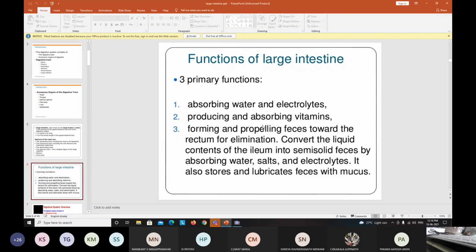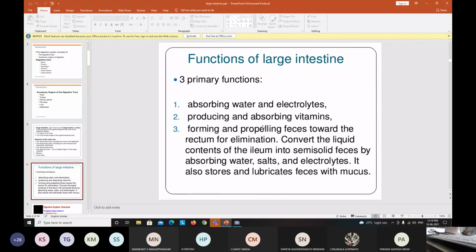Then one more important function is propelling the feces after the digestion and absorption. Whatever the waste materials are, it propels the feces towards the rectum for elimination.